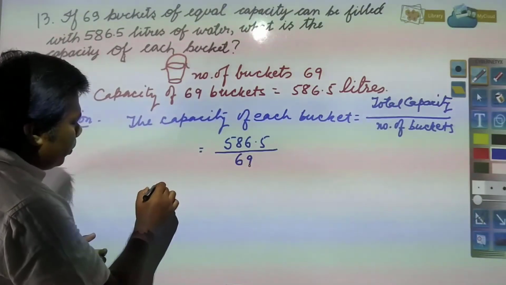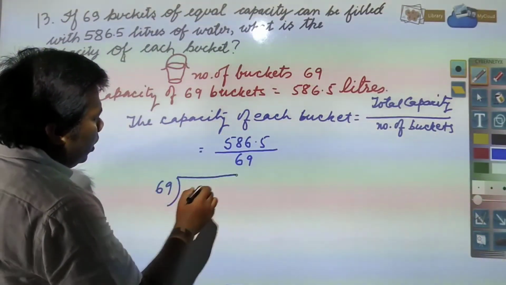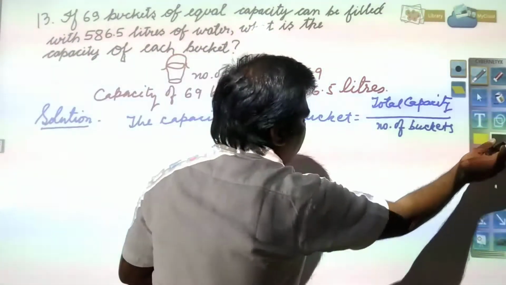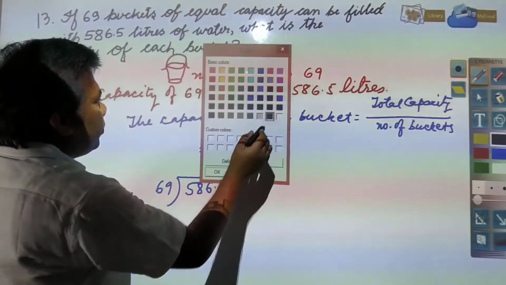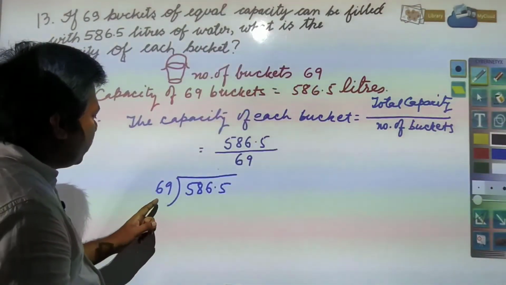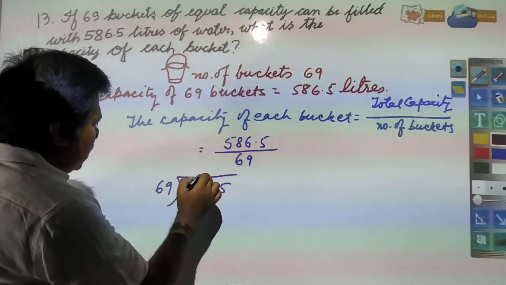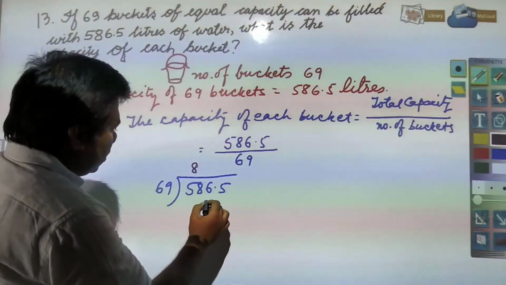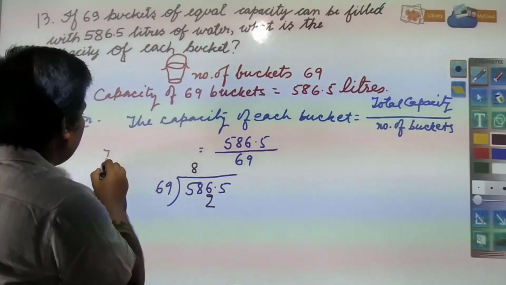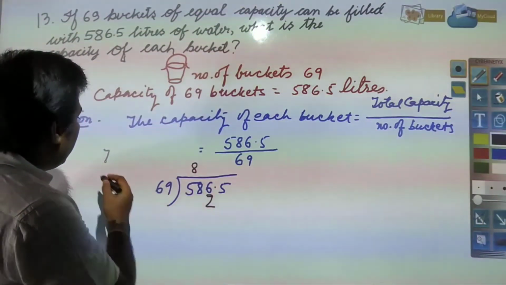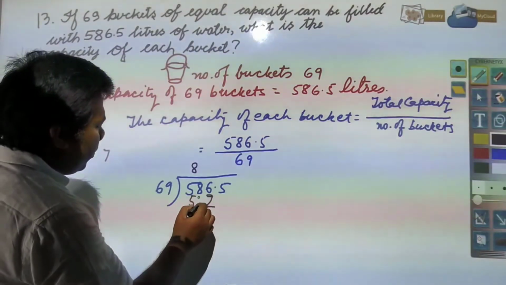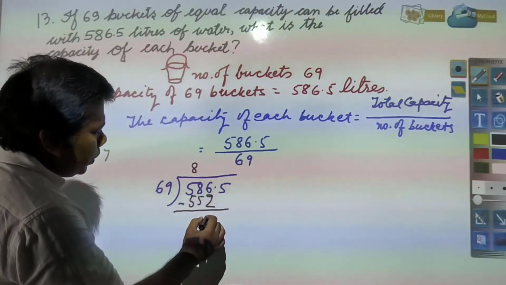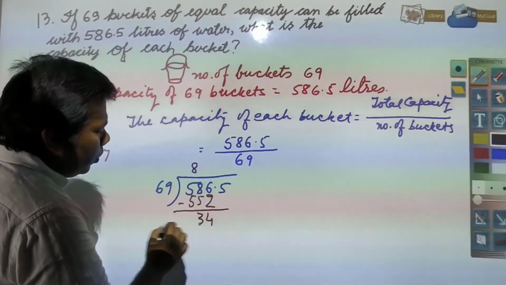So already you know how it is to be divided. 69 and 586.5. How many times will it go? Here you see how many times it will go. 8 times you try. 8 9s are 72. 7 you have. 8 6s are 48. 48 and 7 is 55. So 6 minus 2, what will you get? 6 minus 2 is equal to 4. 8 minus 5 is equal to 3.